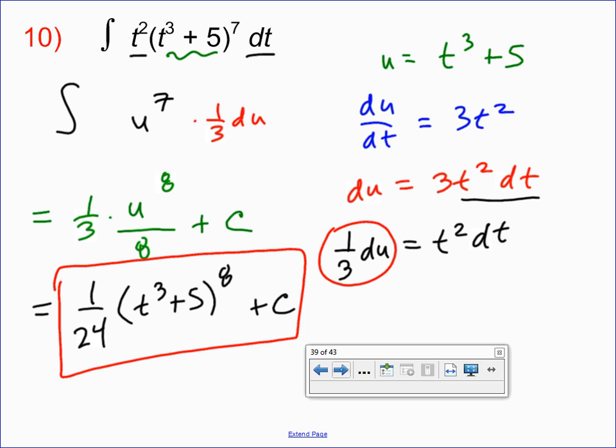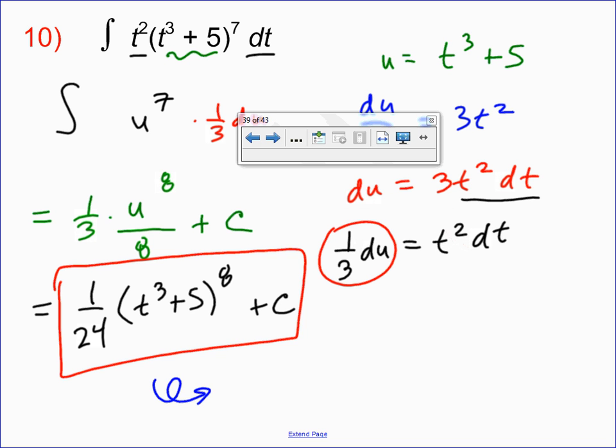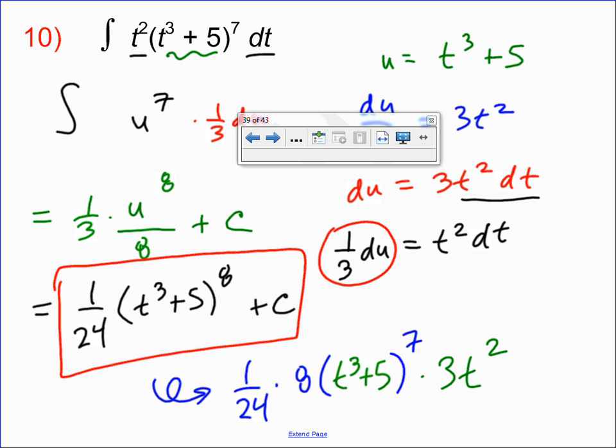I don't believe it. So let's go ahead and try. When I differentiate this, I get constant multiplier times exponent times the base raised to 1 less times the derivative of the base. The derivative of the base, t cubed plus 5 in green, is 3t squared. Let's check. 8 times 3 is 24. 24 over 24 is 1. t squared times quantity t cubed plus 5 to the 7th is my original integrand. Math works. We win. That's good news, right? Otherwise the world would crumble in the entropic chaos.